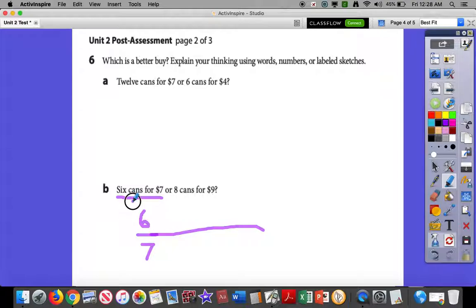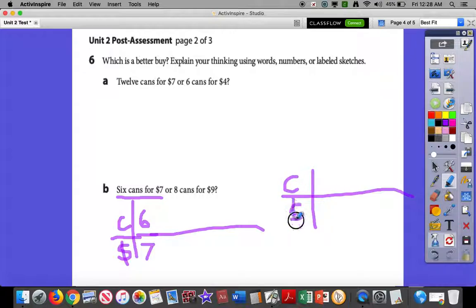Right. I'm just going to put C for cans and do a little money sign for the money. And you would keep on going with that. And you would have another table. Same thing. Cans and money. And that one is 8 cans for $9. So you're going to keep going with that table too.